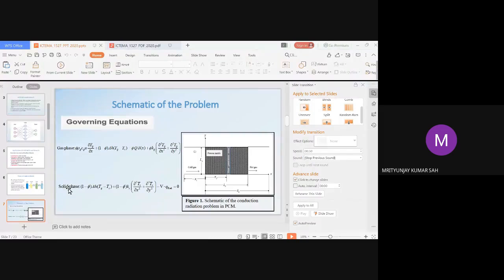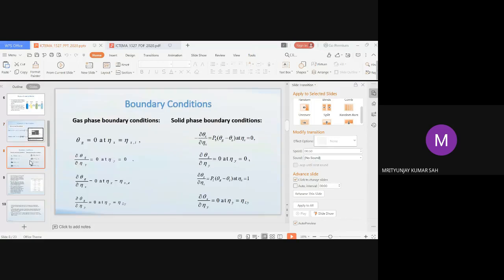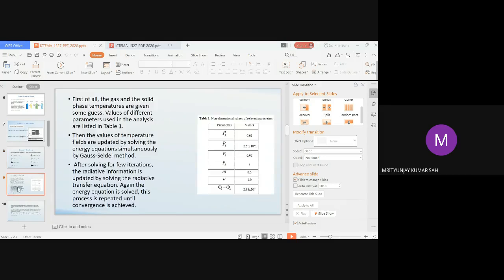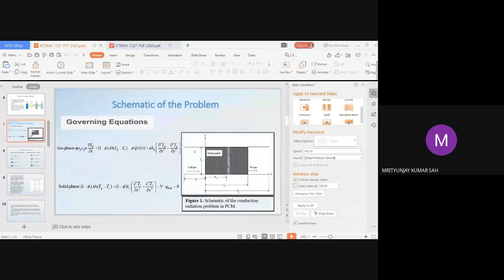And now, in the 8th slide, there are the boundary conditions. The boundary conditions for the gas phase and the solid phase are here. And first of all, from this figure. So now jumping from slide 7 to slide 9.